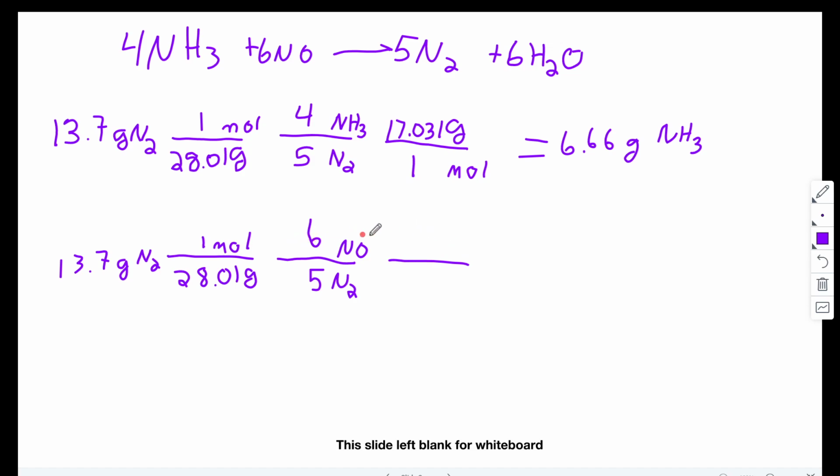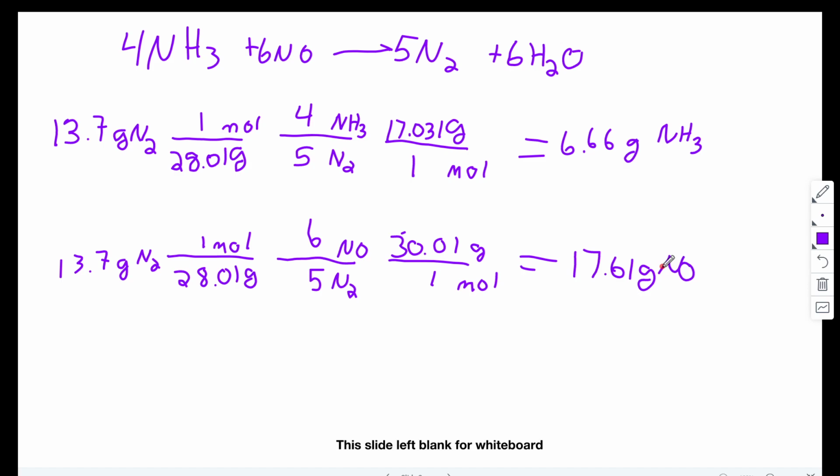And then our molar mass is going to change as well. So we'll go ahead and plug in there 30.01 and 1 mole. Don't forget our units here. And then this should end up equaling 17.61 grams, and this time it's NO.